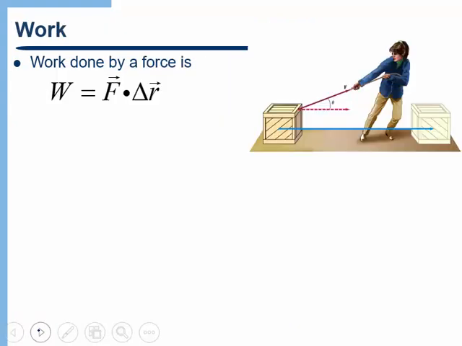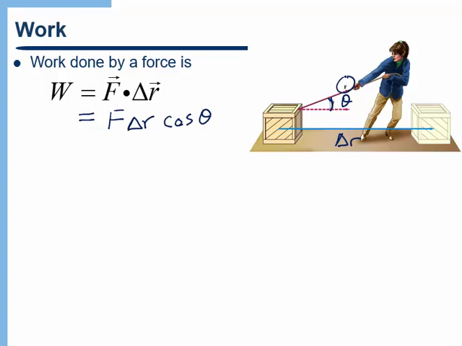I want to talk a little bit more about work and remind you about the definition of work. When we defined work, we defined it as the dot product of the force and the displacement. Remember, the way we calculate a dot product is we take the magnitude of the force, the magnitude of the displacement, times the cosine of the angle between them. Okay, so here's theta, here's delta r down here, and here's F. Remember, when we say magnitudes, we mean positive, so these are always positive.